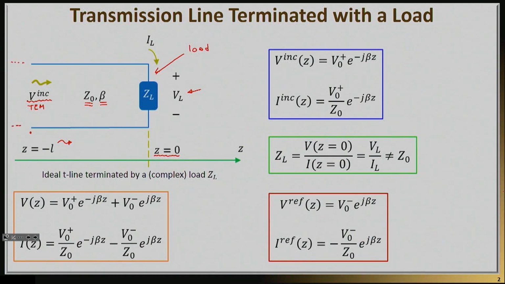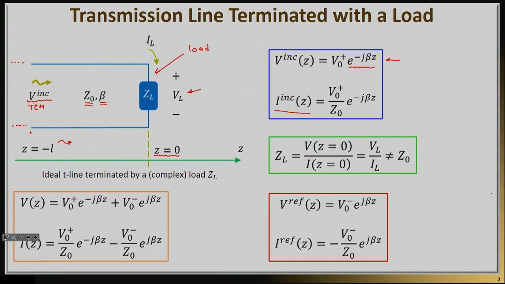So we're going to discuss later on what happens when we excite this line with a particular source. Right now, we're only worried about the termination at the other end where the load exists. So essentially, the incoming TEM wave, as we discussed last time, is going to have some magnitude V0 plus. It's propagating towards the positive Z direction, so it's e to the negative j beta z, as you will see right here. And that means there's going to be a corresponding current wave, the I incident that you see right here, which will be equal to V0 plus divided by Z0, e to the negative j beta z.